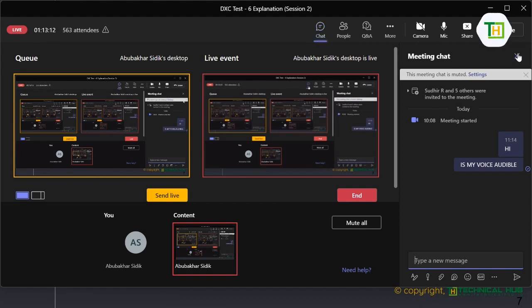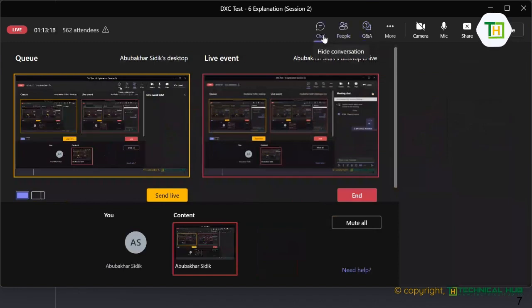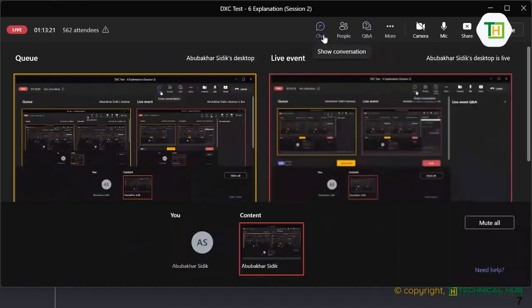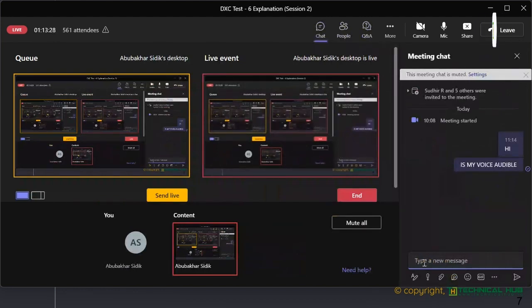Actually, I'm not able to see that chat box or Q&A. I'm not able to get it. Okay, then not an issue. So I'll just go with the explanation and just observe this.